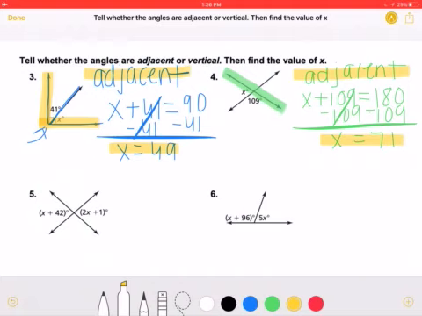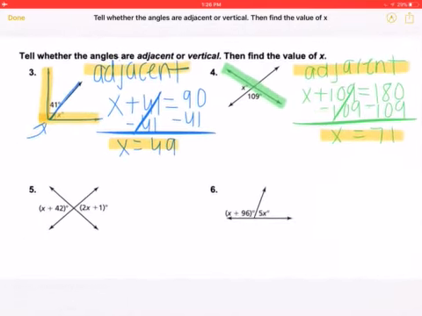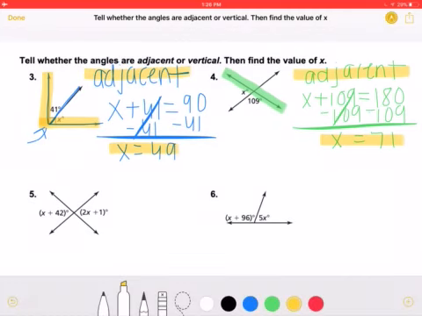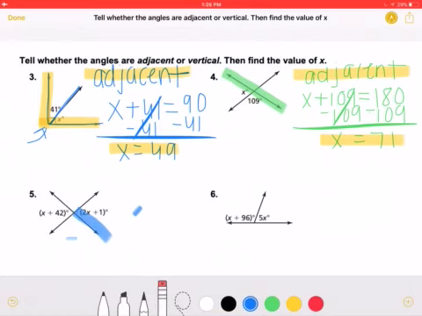All right, now let's jump down to number 5. We have these 2 lines intersecting. This one's another kind of higher level one. We have an X plus 42 degree angle, which is this angle over here. And then we have a 2X plus 1 angle. Now, those are not next to each other. They have these angles in between, so they are across from one another. So I would say that these are vertical angles.